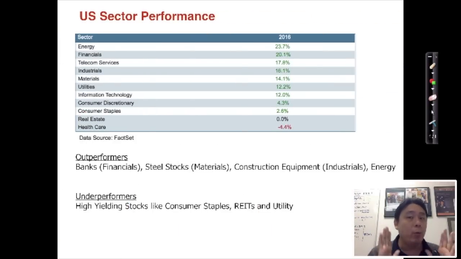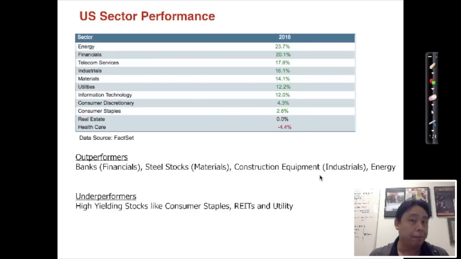So, specifically, which sectors did really well? Well, once again, you can see that the outperforming sectors were banks in the financial sector, and the reason is because of interest rates increasing. Banks benefit the most. The next thing would be steel stocks. Steel stocks really rallied, and that's in the materials sector. Construction equipment also rallied strongly in anticipation of infrastructure spending from the Republican administration. That's in the industrial sector. And finally, energy also did really well as oil prices recovered. So what did well? Financials, materials, industrials, and energy.